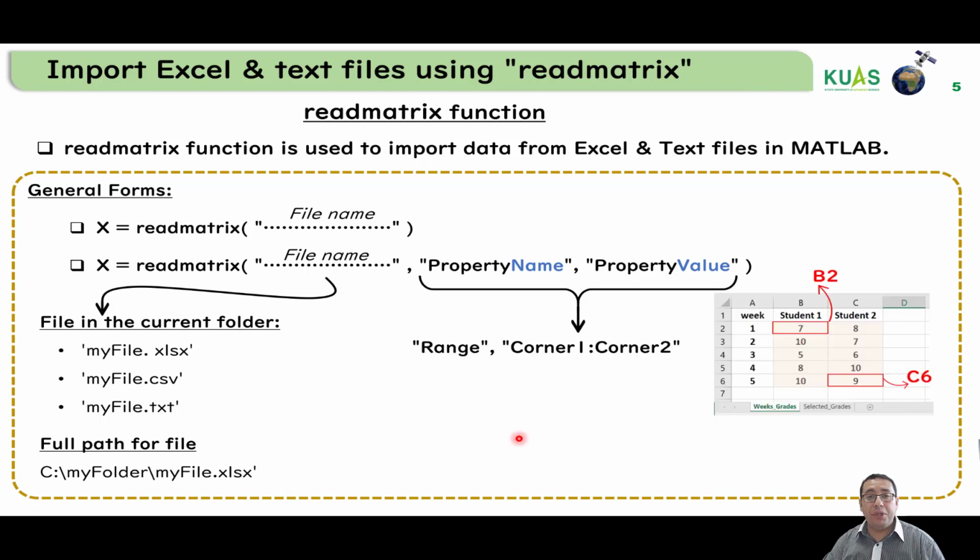Regarding the property name and property value, for example, if we have this data with a header in the first row, the first column has the weeks, and the other data is student grades. Sometimes we don't need to read all the data, just a certain range, this highlighted range. So we use 'Range' between quotation marks, comma, and then specify corner 1, which is the top left corner, and corner 2, which is the lower right corner.